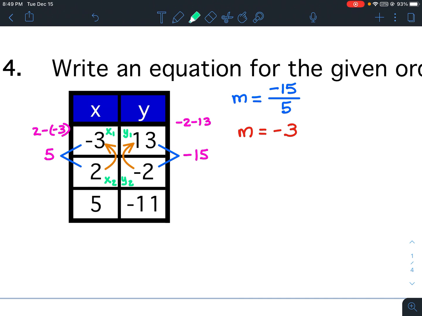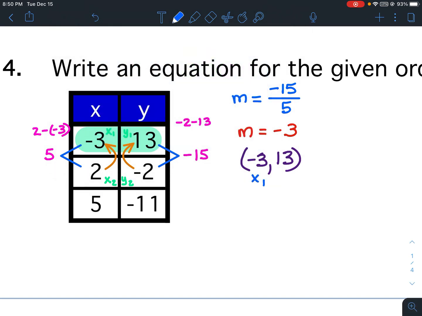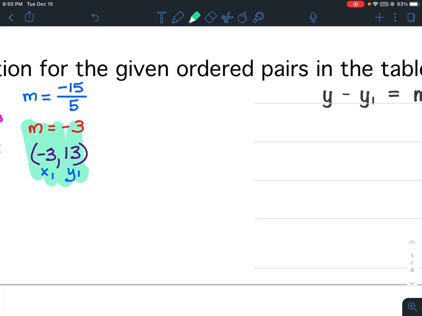And then you pick a point. Again, you could pick any one that you want. Since I already have this labeled x1, y1, I'm going to pick the -3 and the 13. So this is x1, this is y1. So we're going to take this information here and plug it into this equation over here.